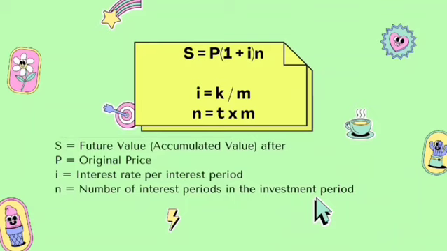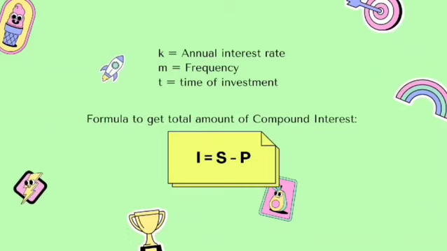The methodology that is used for compound interest, number 2: I equal K divided by M, N equal T multiplied by M. The meaning of method number 2: K is the annual interest rate, M is the frequency, T is the time of investment. The formula to get the total amount of compound interest is I equal S minus P.